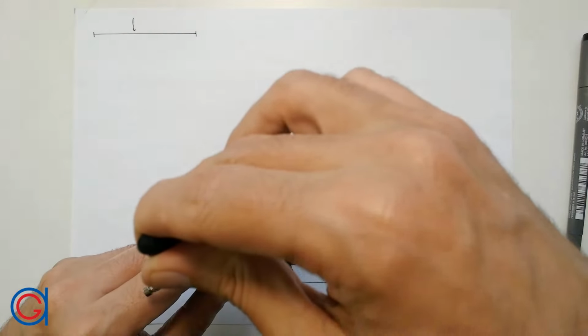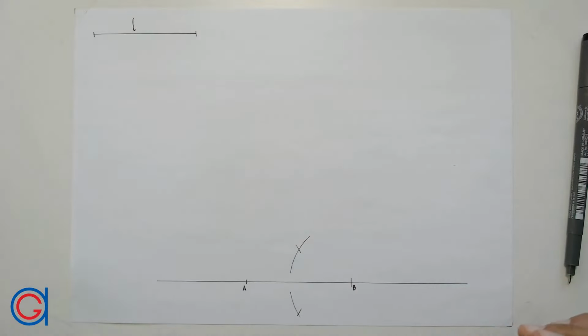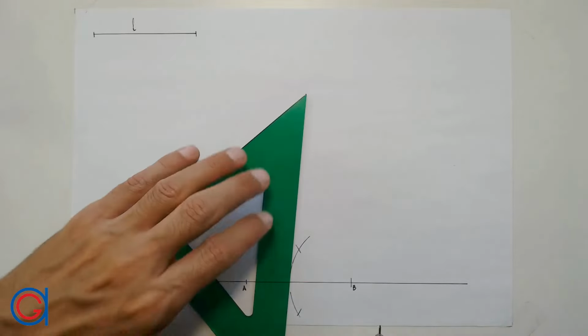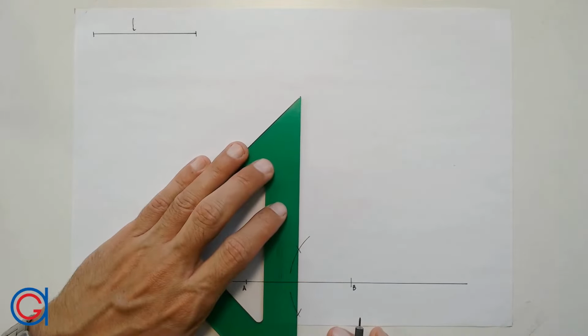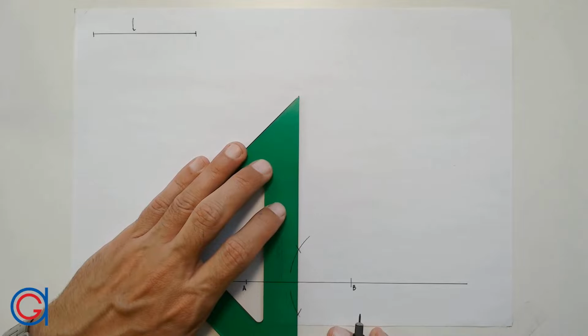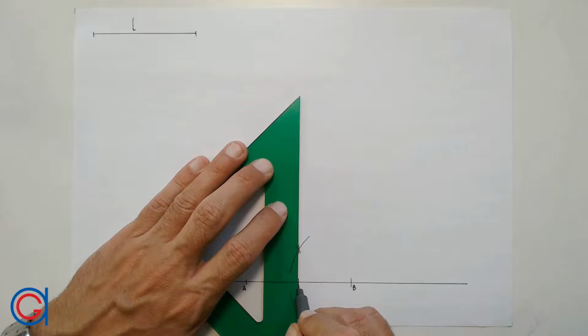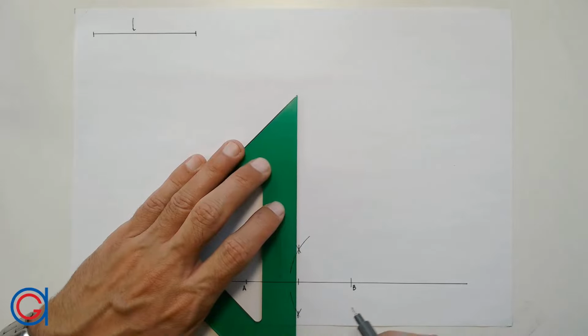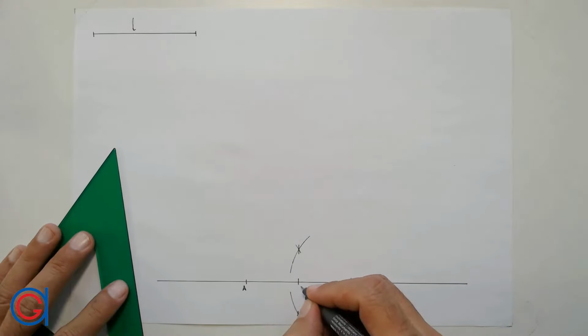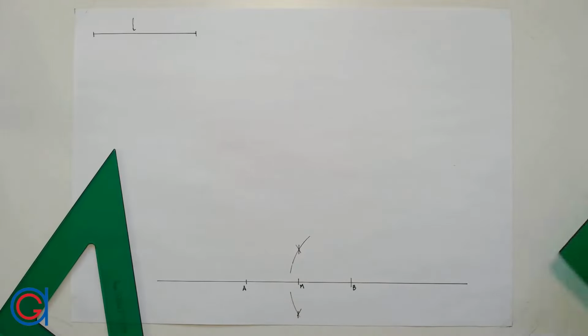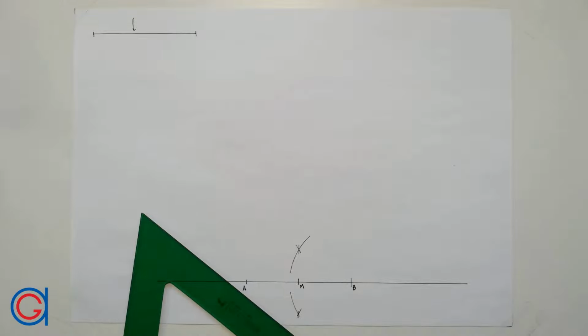And now with the same radius, setting the compass on A, we scribe two more arcs intersecting the previously drawn arcs. This arc will cut the first arc in two points as shown here in the video. The perpendicular bisector is the line which passes through these two intersections. This perpendicular bisector passes through the base AB at a point, the midpoint, which we will call M.